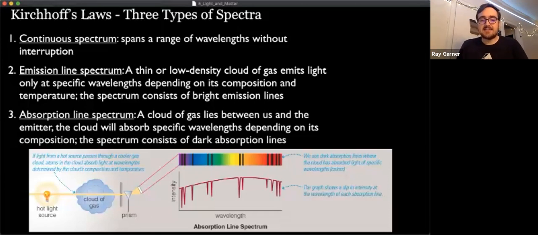And if we were to plot it in an intensity versus wavelength plot, we'd also see these absorption lines, these downward spikes, these dips in intensity. So this would tell us that there must be some hot thing, but then we've got a cloud of gas that is absorbing certain amounts of light, certain wavelengths. That is an absorption line spectrum.